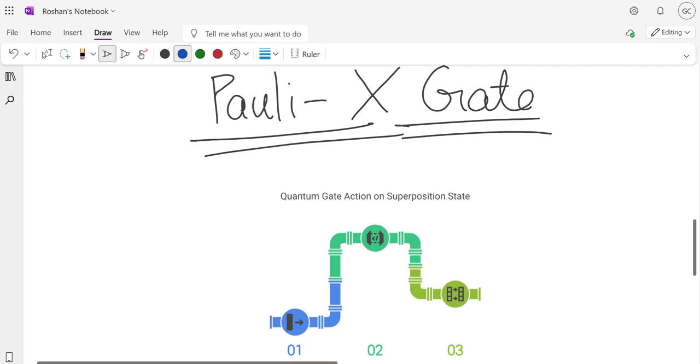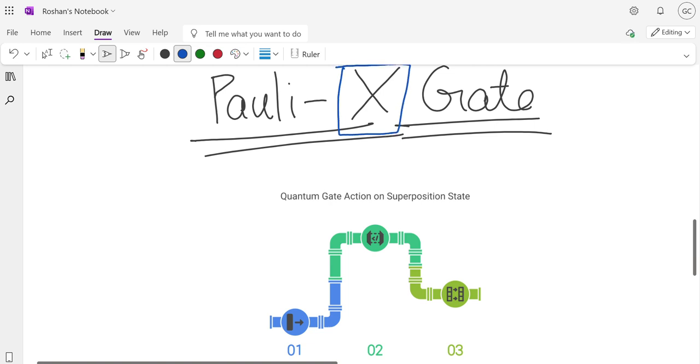In earlier lectures, we studied the difference between classical gates, the types of classical gates, what a quantum gate is, the types of quantum gates, and the mechanism of each quantum gate. Now, we'll go in depth. We'll try to understand how each quantum gate works. So, in this lecture, I'll be explaining the Pauli-X gate.